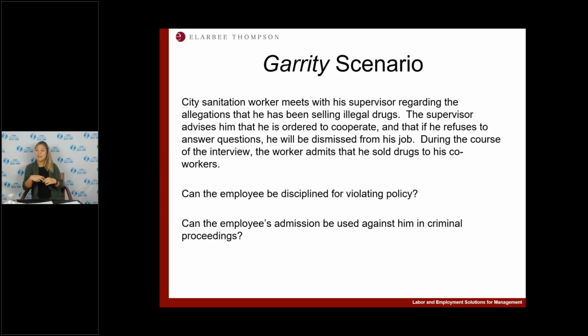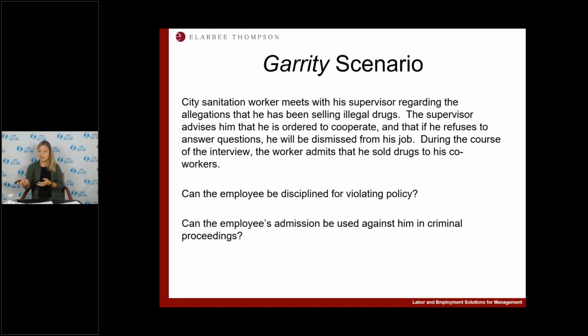In this scenario, an employee is accused of selling illegal drugs. The supervisor advises him that he is ordered to cooperate and that if he refuses to answer questions, he will be dismissed from his job. During the course of the interview, the employee admits that he sold drugs to a coworker. So the two questions are, can the employee be disciplined for violating policy? And this is, of course, because the selling of illegal drugs is against the employer's policy. And then, can the employee's admission be used against him in criminal proceedings?